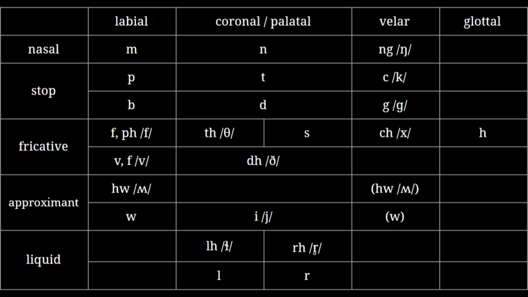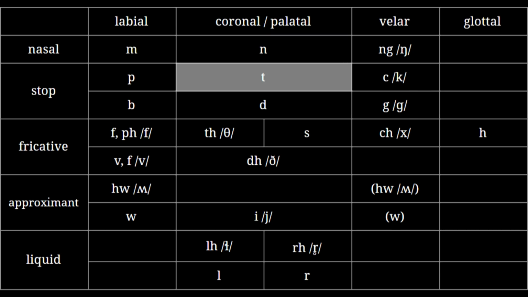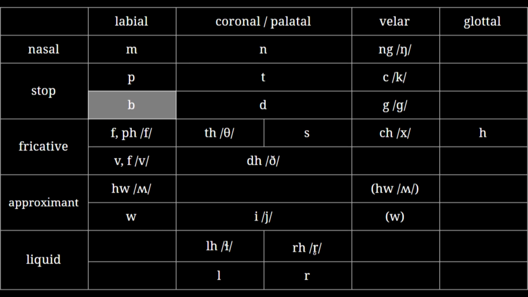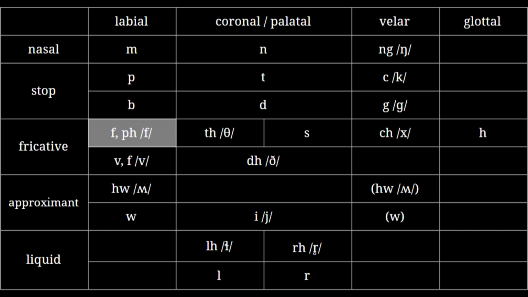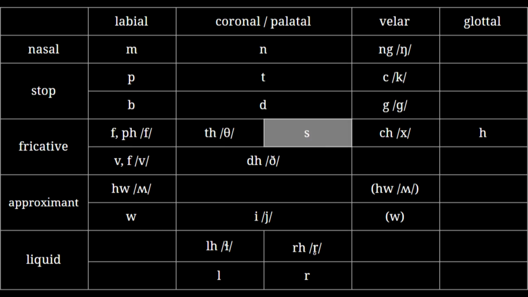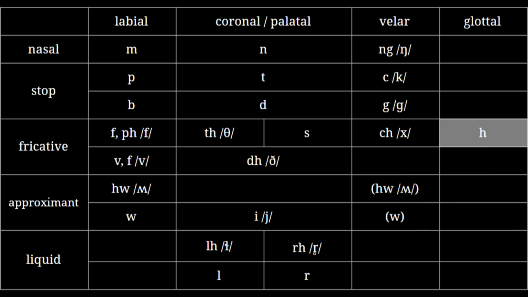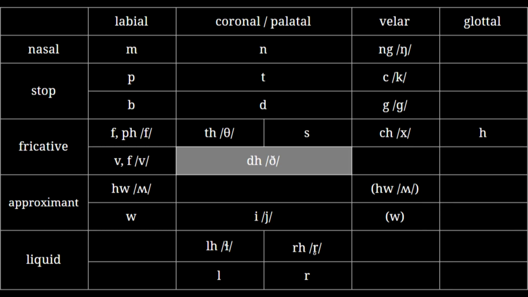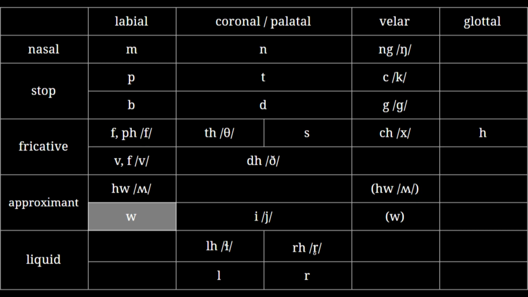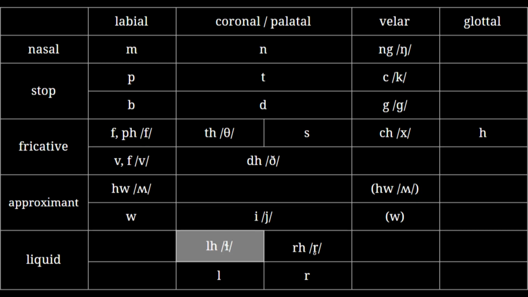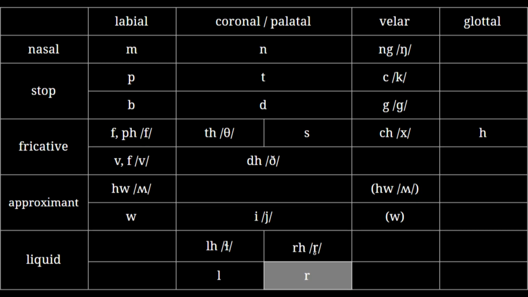Sindarin's consonants are m, n, ng, b, t, k, b, d, g, f, th, s, h, h, v, v, hw, w, y, sh, dr, l, r.